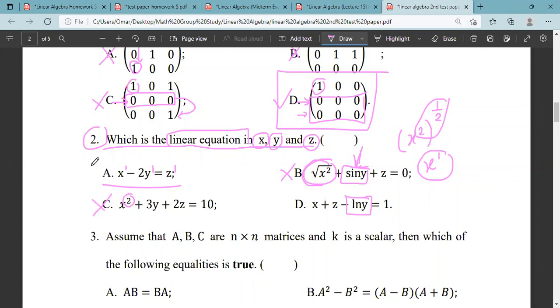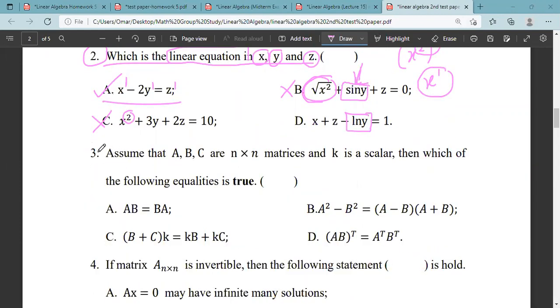Okay, guys, can you understand? The answer is A, because the power of each variable is 1. And now let's go to the next question. Assume that A, B, and C are n by n matrices and k is a scalar, then which of the following equalities is true? So n by n matrix means it is a square matrix.